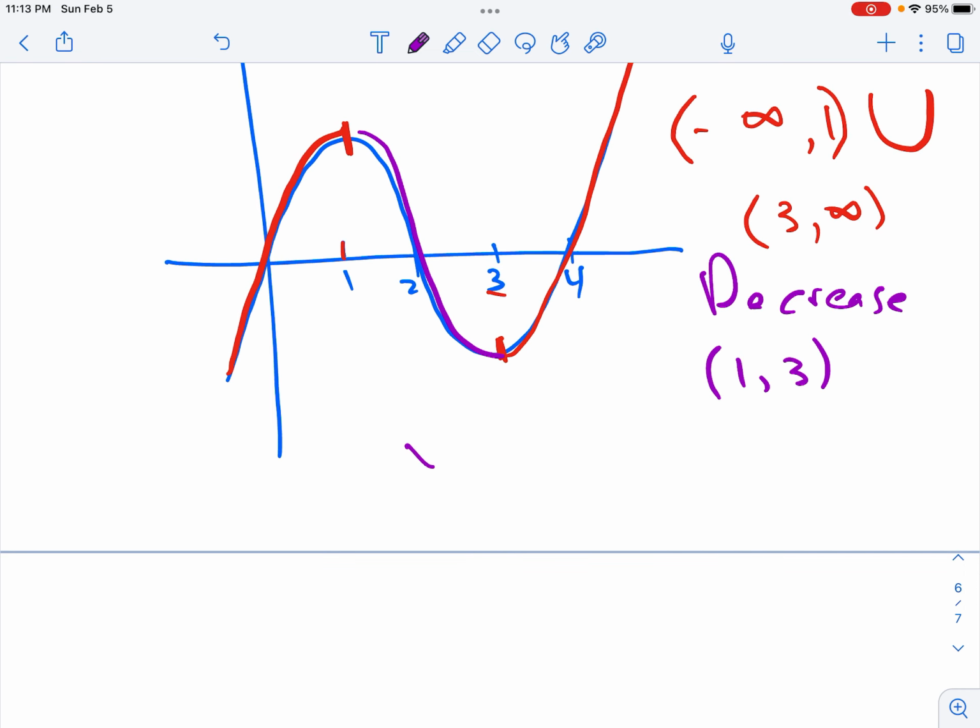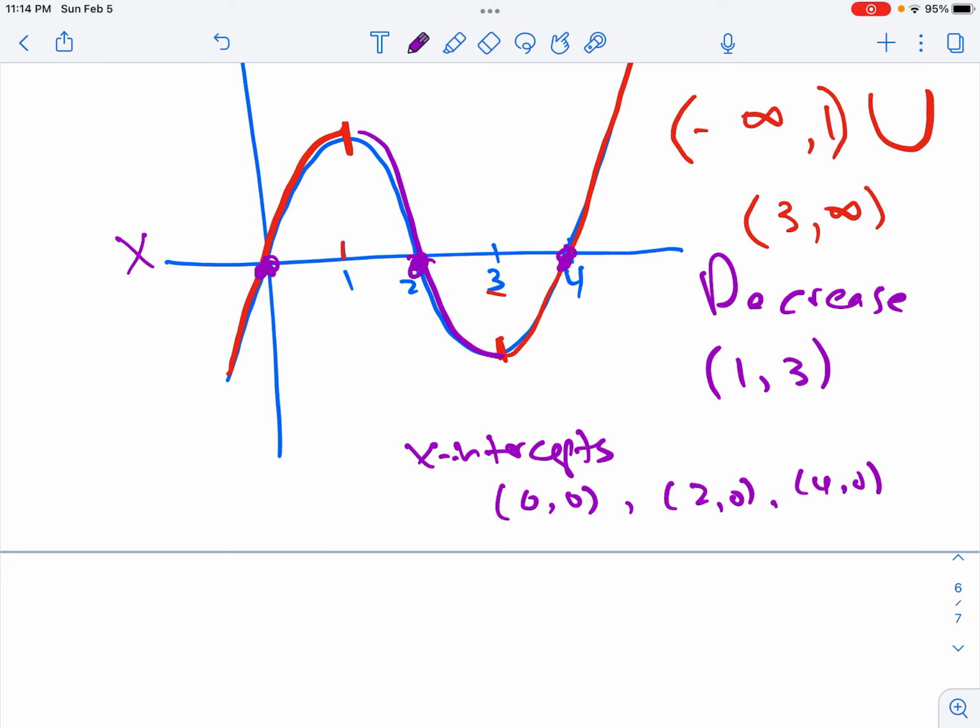Let's talk about the x-intercepts. Okay, the x-intercepts are where it crosses the x-axis. And the x-intercepts are going to be right there at that point, (0, 0), at that point, (2, 0), and at that point, (4, 0). Okay, now notice all of these points have zeros in them. So sometimes we call these the zeros, or sometimes even the roots. And we can write these as x equals 0, 2, 4.